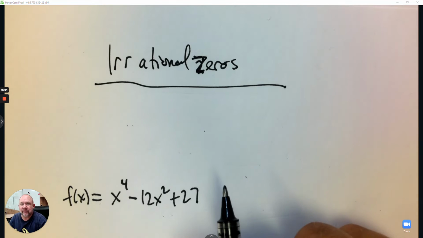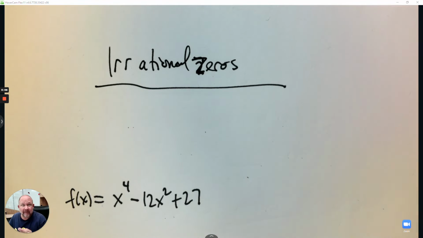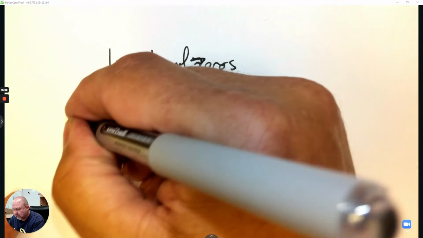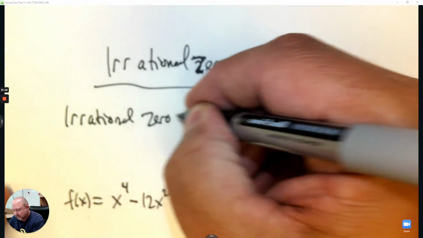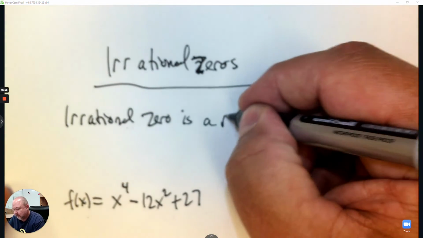All right, irrational zeros review. So first of all, I want to tell you what an irrational zero is again. So an irrational zero is an x-intercept. And it's real.